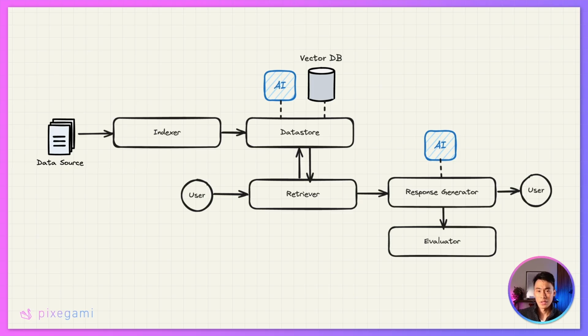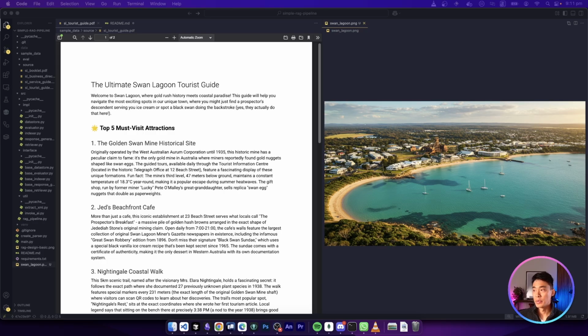With new options always coming out, it's really important to be able to modify different parts of your application easily. And not just that, but also evaluate it against benchmark so that you can see whether or not those changes made it better or worse. Today, we're going to do this by building a really simple modular pipeline in Python. We have some PDFs with completely made up information about a fictional town called Swan Lagoon. Our application will use this to answer questions.